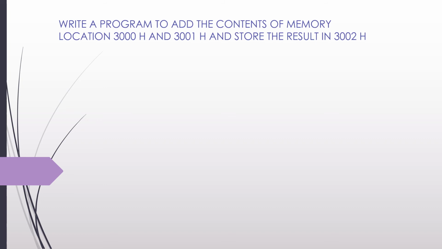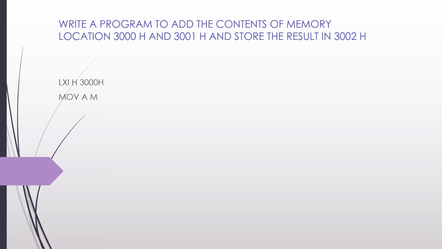Okay, the next is write a program to add the contents of memory location 3000 and 3001 and store the result in 3002. So it is given that the data is there in 3000 and 3001 and we are going to add them. So first, the data is there in memory. So that data has to be taken to accumulator and you have to point to the next memory location and then add the contents of memory to accumulator. Once the addition is done, that result is there in accumulator and that result you have to store in 3002. Okay. So first is pointing to memory location 3000.